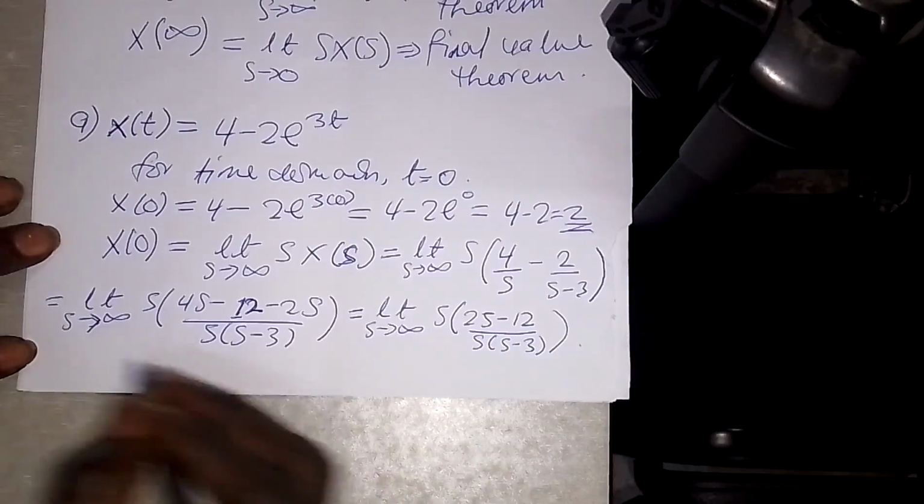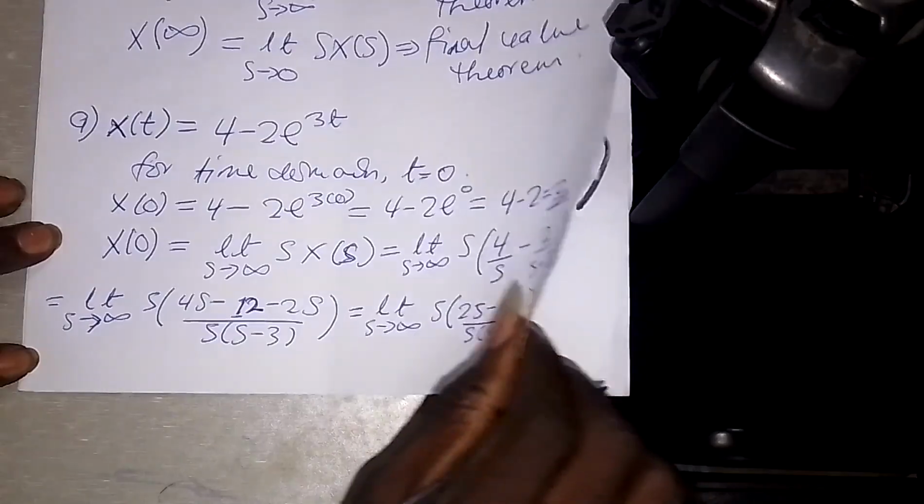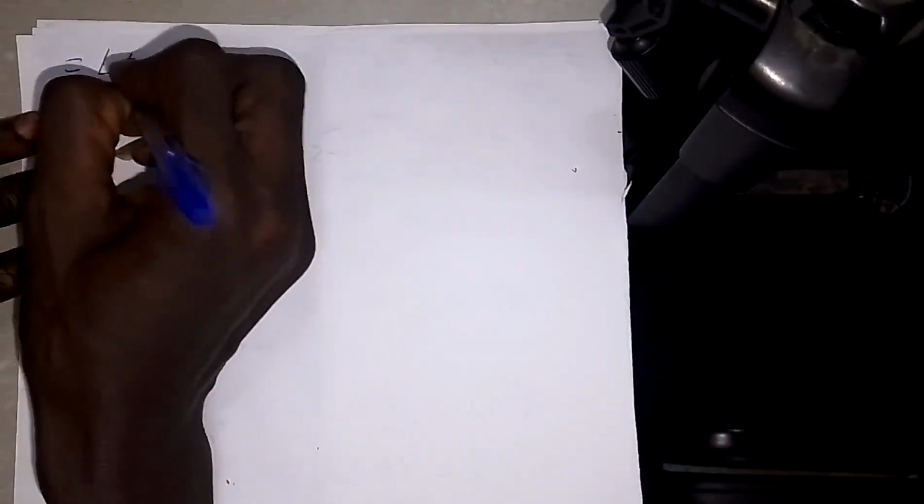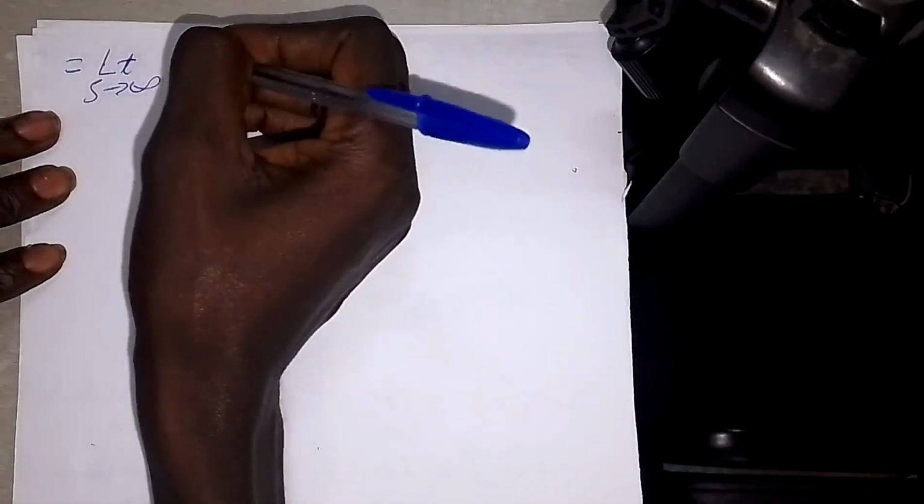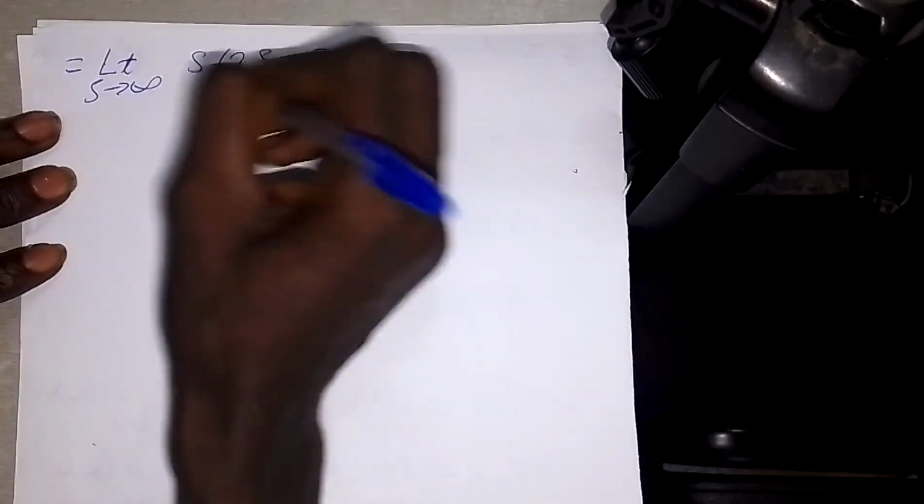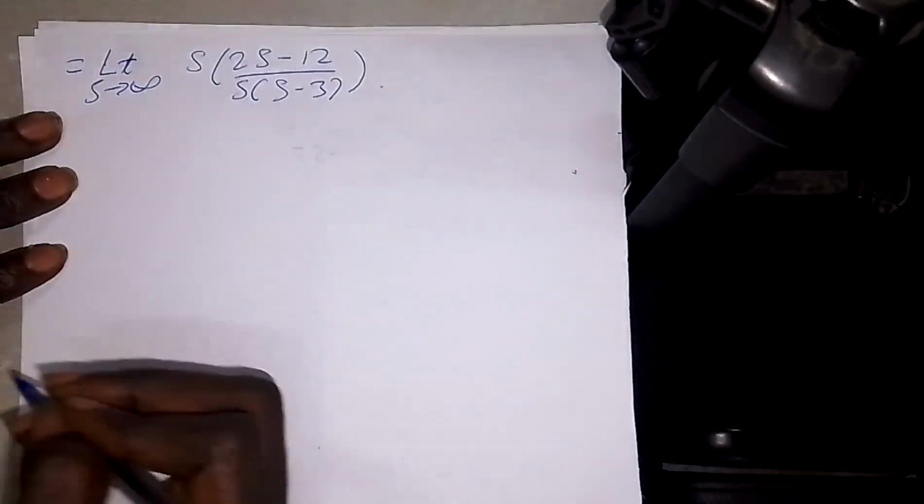Okay, so now here, let me just turn over and then continue. Here is what I'm going to do again. What I had was the limit as s approaches infinity of (2s minus 12) over (s minus 3), all over s(s minus 3). So this is what I had.